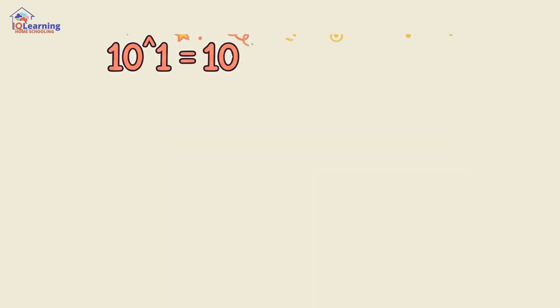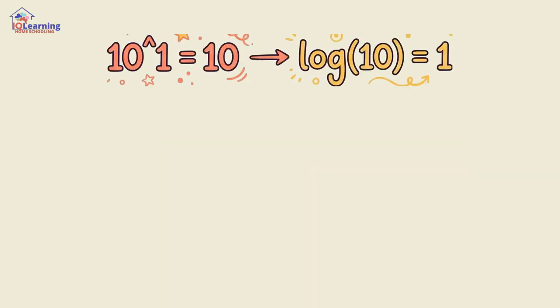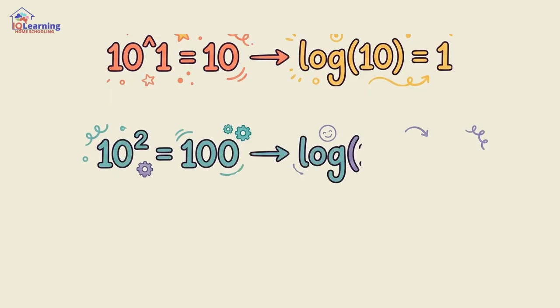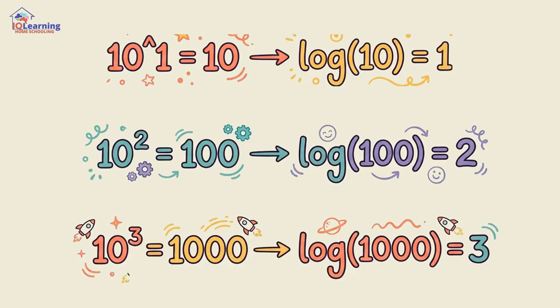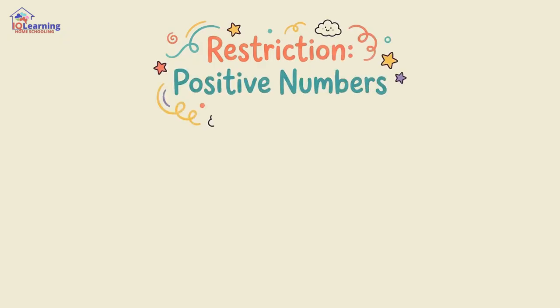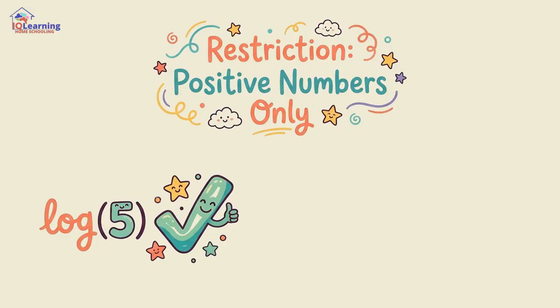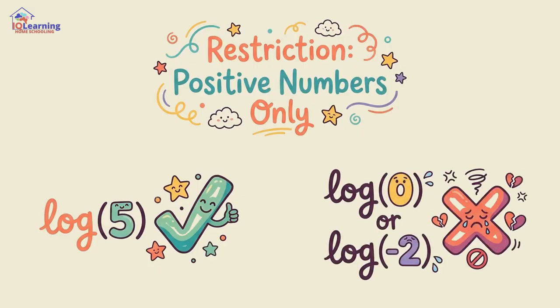A few quick examples make the pattern clear. 10 to the first is 10, so log of 10 is 1. 10 squared is 100, so log of 100 is 2. 10 cubed is 1,000, so log of 1,000 is 3. One important restriction: you can only take logs of positive numbers. Log of 5 works. Log of 0 or log of -2 does not.